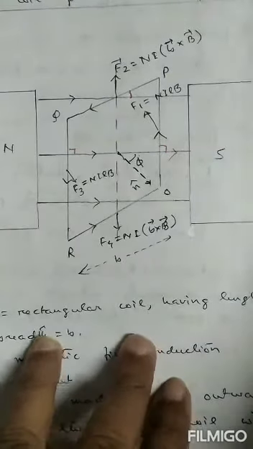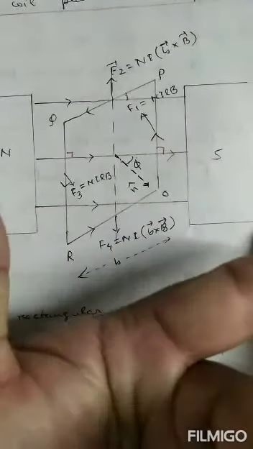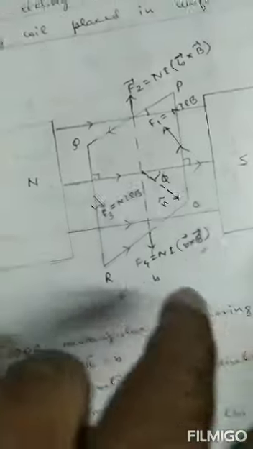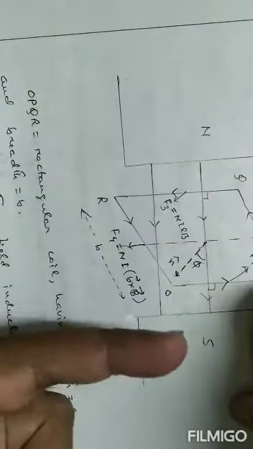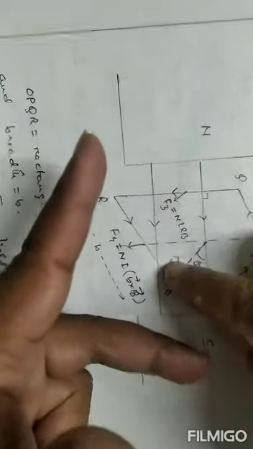So what is the direction of the force? The direction of the force can be calculated from Fleming's left-hand rule. What is that rule? Forefinger is the field, central finger is the current, and thumb gives you the direction of the force. So this is the direction of the magnetic field.